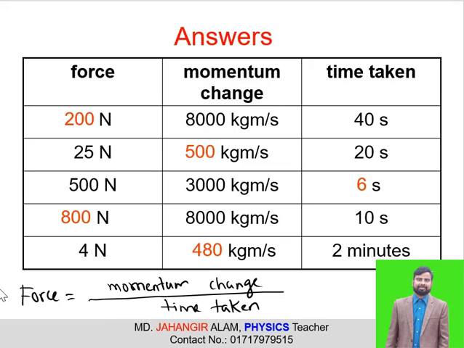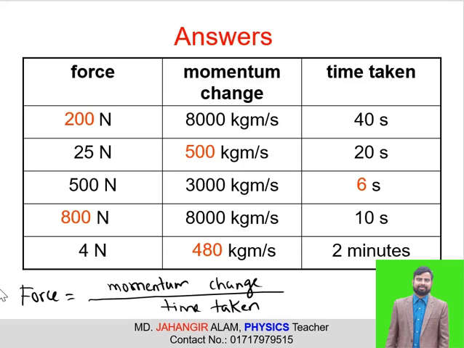Here, in the first one, momentum change is given and time taken is also given. So we have to find out the force. By using this formula, we can calculate this. So 8,000 divided by 40 seconds, so force will be 200 Newton.